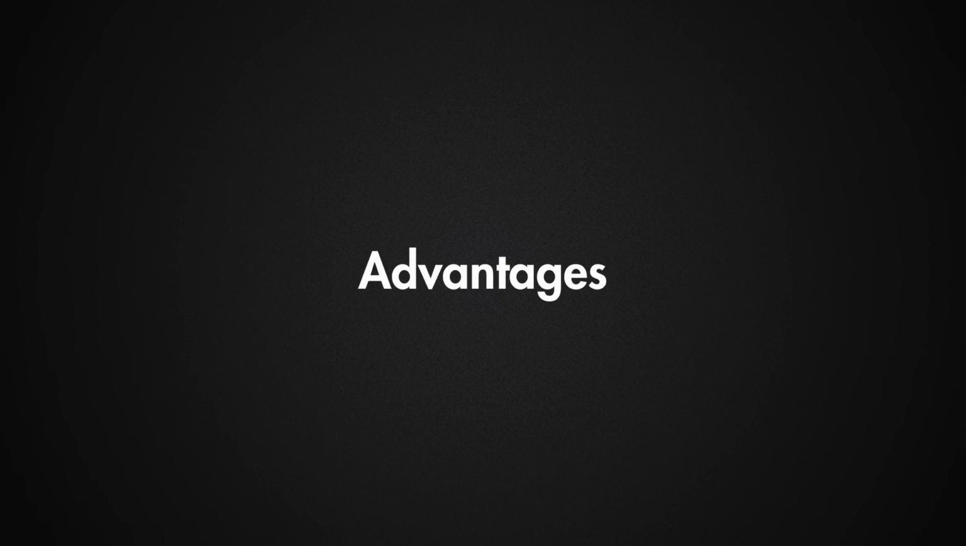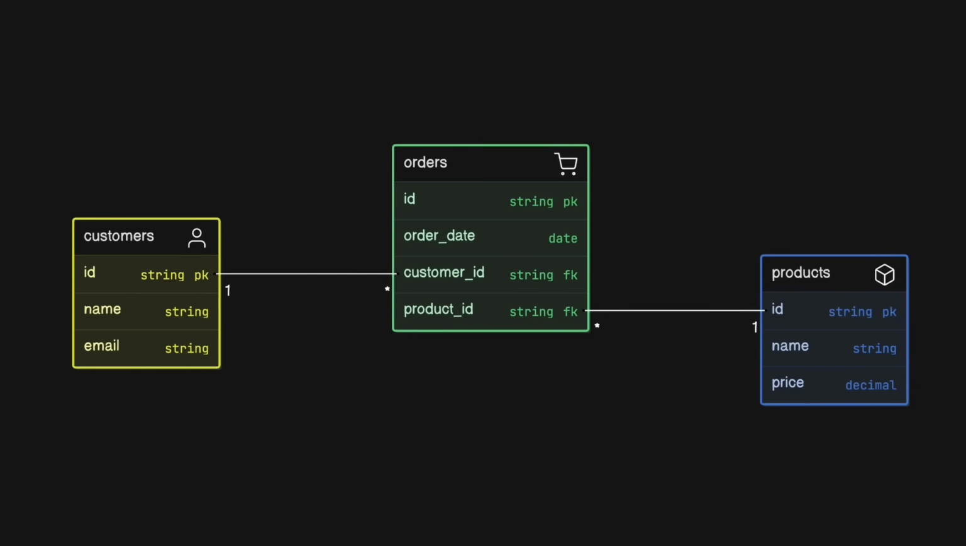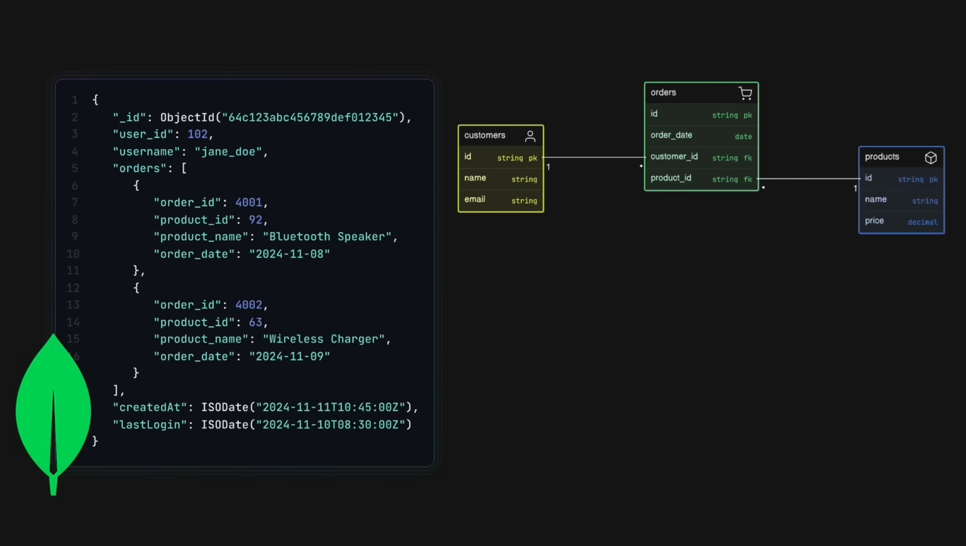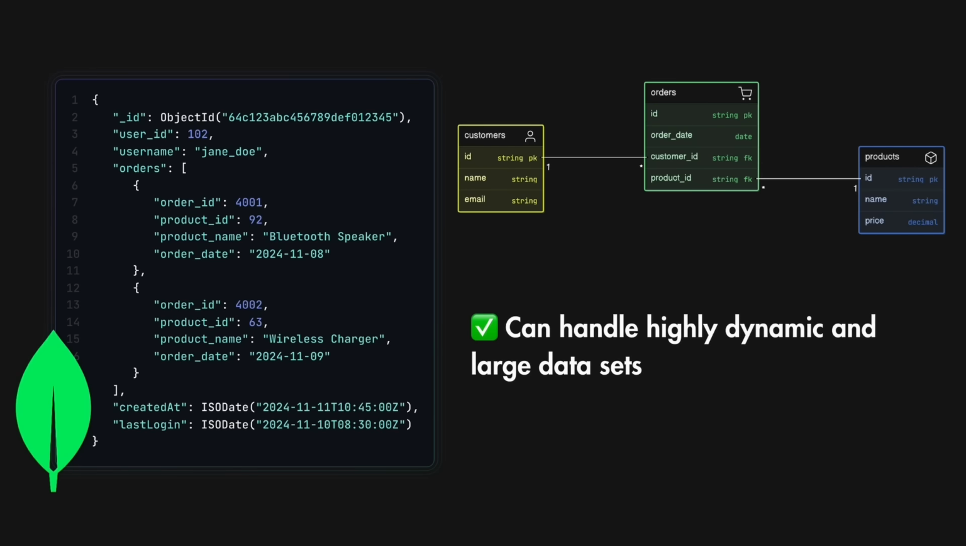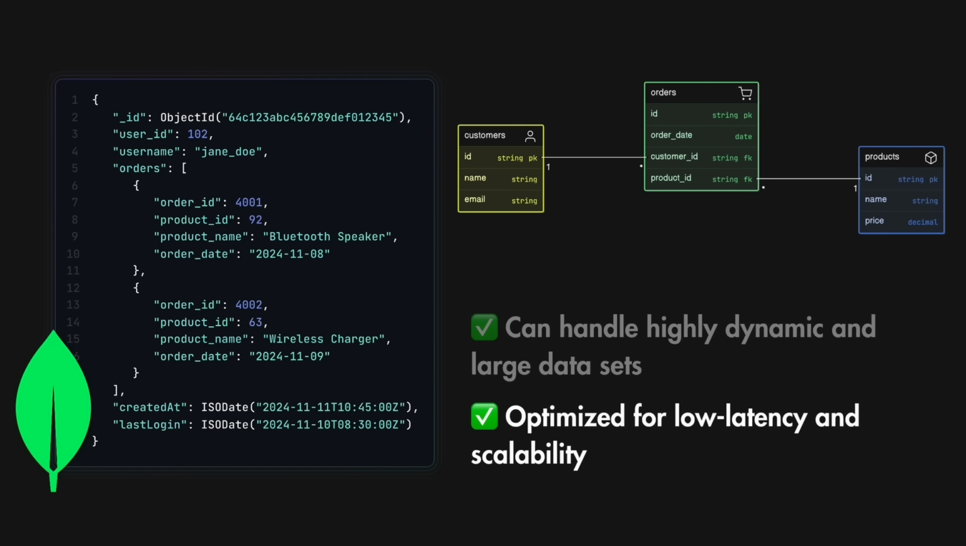Now let's have a look at the advantages of these NoSQL databases. If you have a look at the same example that we had for the SQL databases, where we have customers and products and we want to join them in orders. For example, in MongoDB, you could have this as a single document, so you could store all of the user data, also the orders and products in a single document. And because of this structure, the NoSQL databases can handle highly dynamic and large data sets without the structure imposed by relational databases. And also, they are optimized for low latency and scalability.